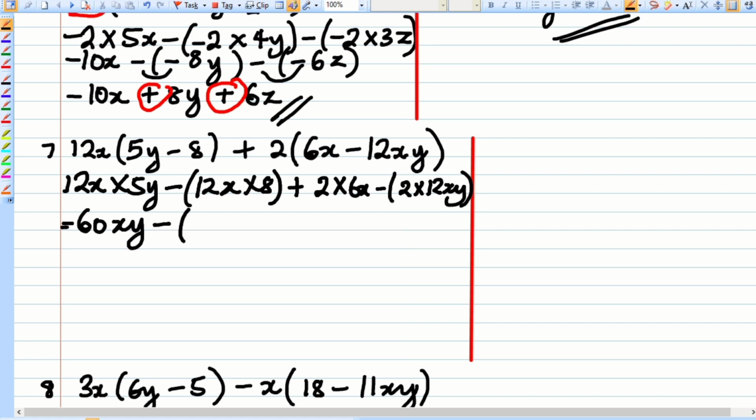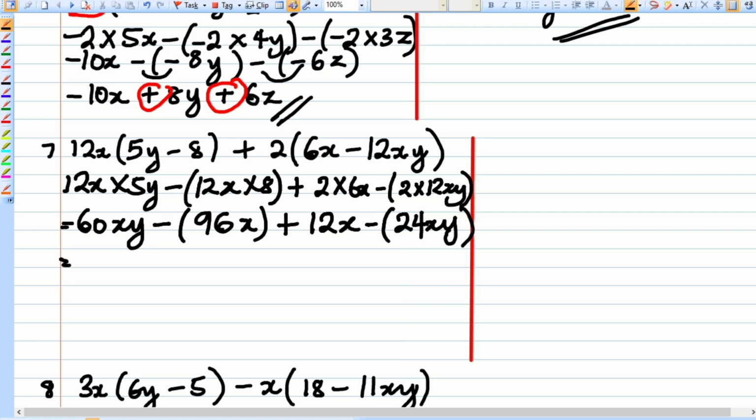Minus, let's simplify what's in the bracket. This is 12 times 8. 8 times 2 is 16, so that's 6 carry 1. 8 times 1 is 8 plus 1. So we have 96x there, plus 2 times 6 is what? 12. 12x minus 2 times 12 is 24, and then we have xy. So this is how to simplify.